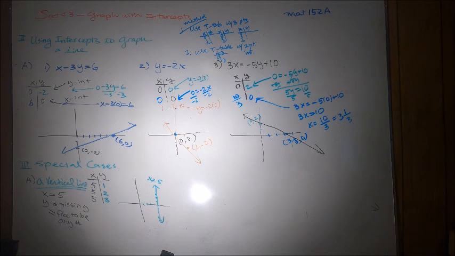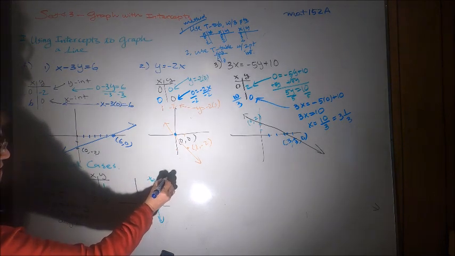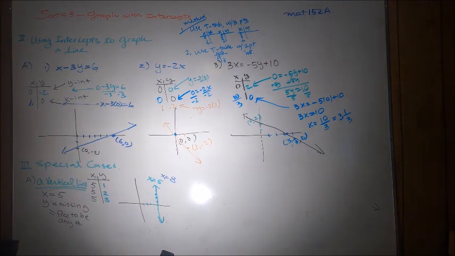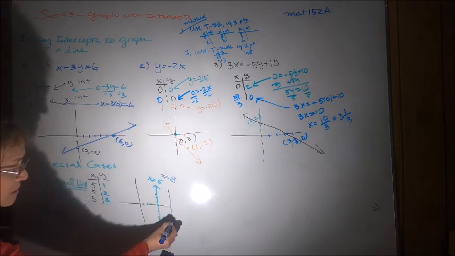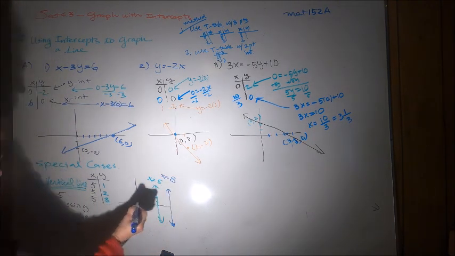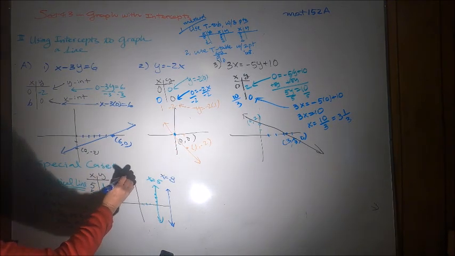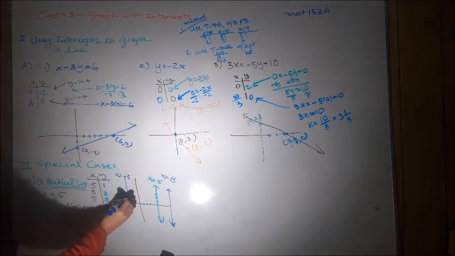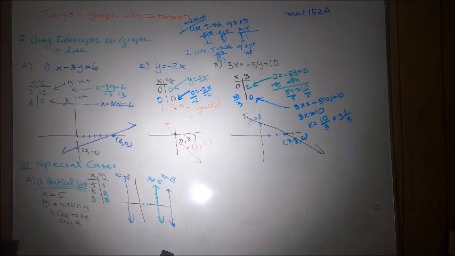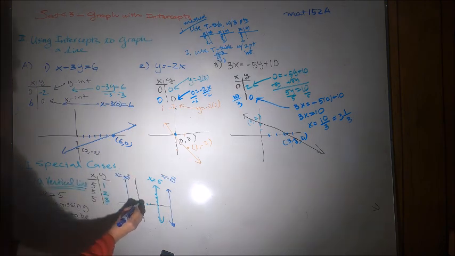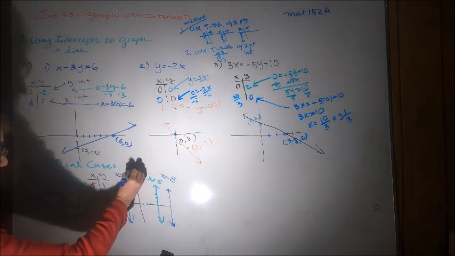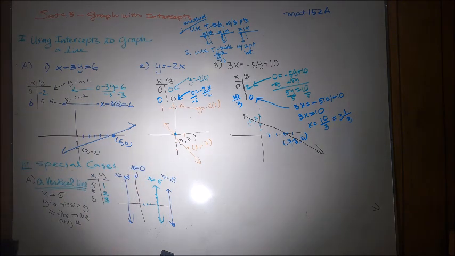Okay? If we have, say, x equals 8, where do you think it is? That would be here, when x is 8. That would be the line, right? If x is -3, where would it be? Would be here, right? And this one, x is 0, so this line is x equals 0.